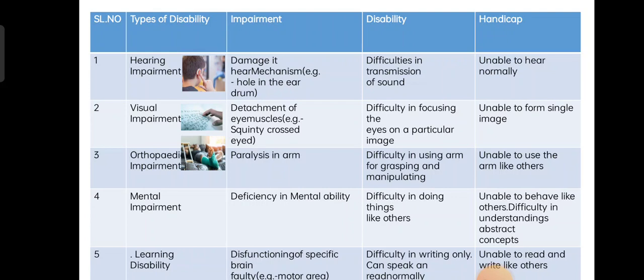Then disability means, see, there is no damage there, but you find it difficult in hearing the sounds, difficulty in transmission of sounds. Handicap means unable to hear normally. It's not because of aging. Handicap is either at birth, at birth means congenital, or acquired. It can be acquired, maybe because of some reason. Okay, handicap is unable to hear.